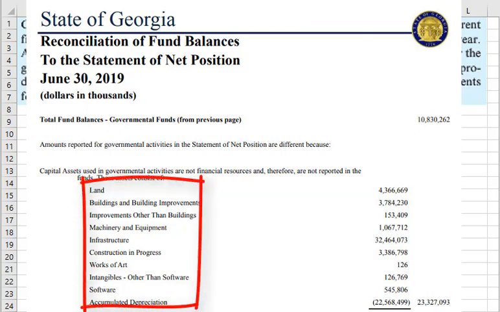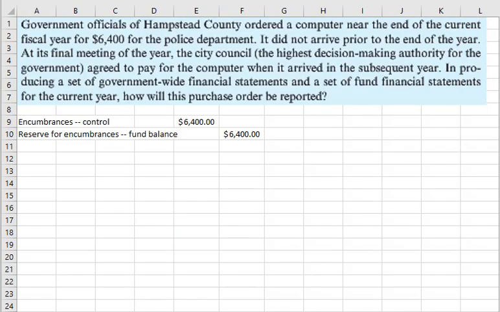But then let's go back to this particular situation. So what entry would be made? So you would probably make something similar to this: encumbrances control, and reserve for encumbrances in your fund balance. So you're setting aside part of your budget for this computer. And then at the year end, the highest decision-making authority has approved it to be paid in the next year. So in your fund balance, which part are you going to report that in given the highest decision-making authority? What do you think?